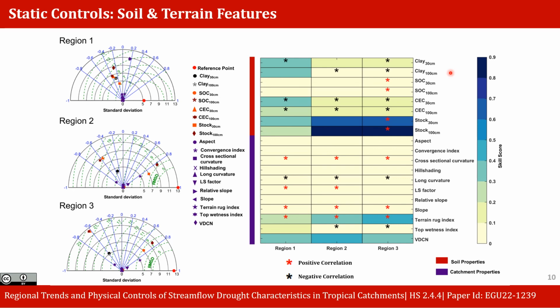This gives an important understanding about these three different regions. These properties, the varying catchment properties and varying soil and terrain properties, are helping the memory of the catchment.